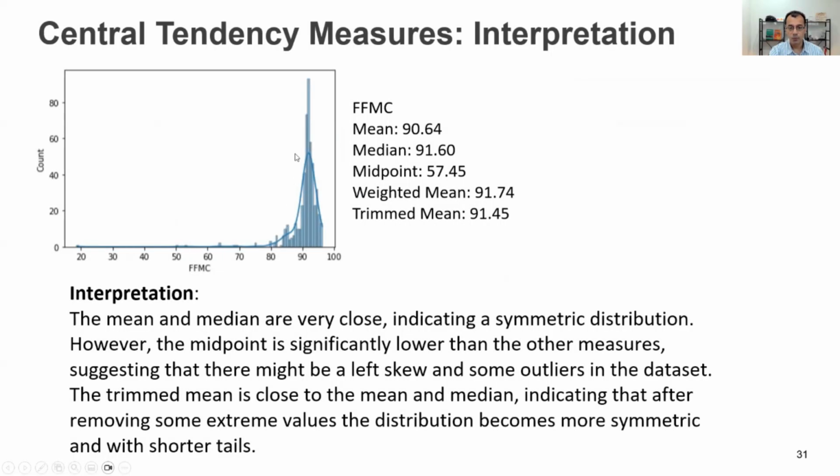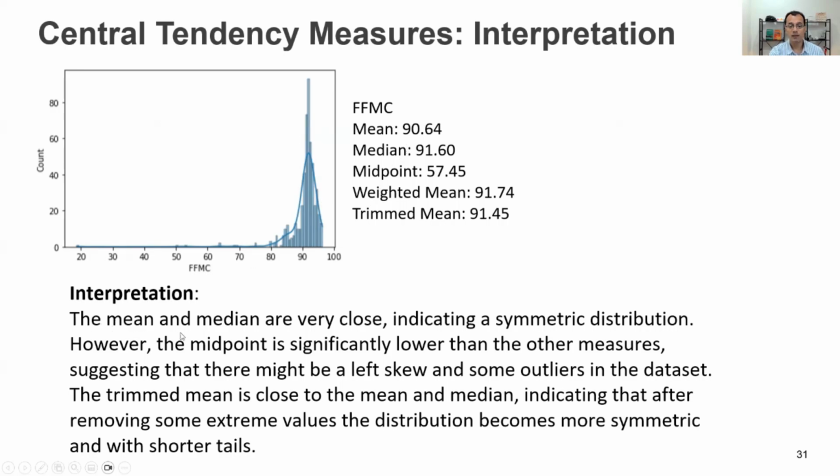When we look at the frequency distribution of variable FFMC, we can see that it has a left skew, and this means that it has a left tail, and this tail is very long. These are the values of the central tendency measures calculated for this variable. The mean is 90.64, the median is very close to the mean, 91.60, the midpoint is much smaller than the mean and the median, around 57.45. The weighted mean is 91.74 and the trimmed mean is 91.45.